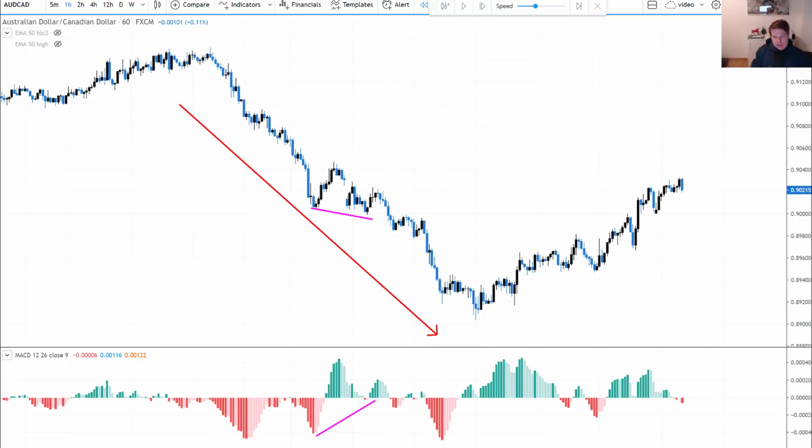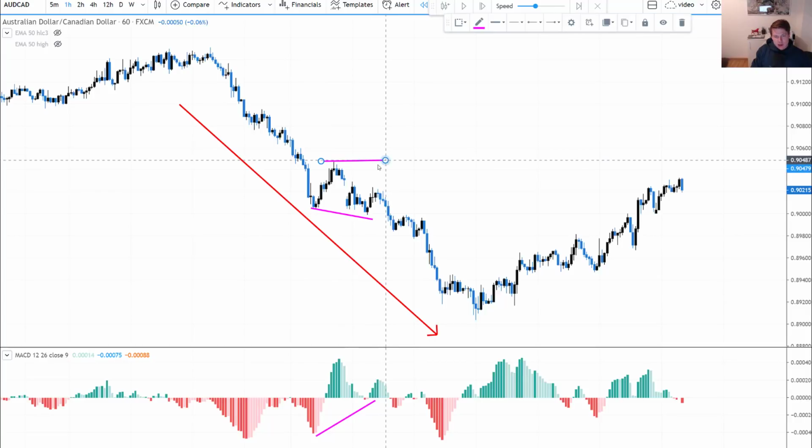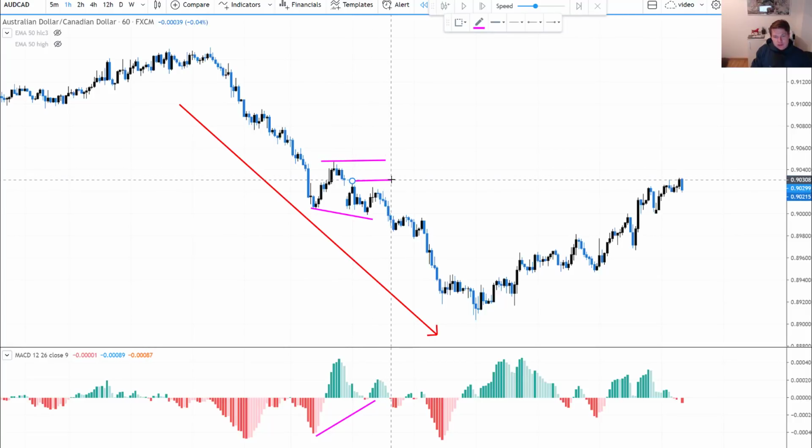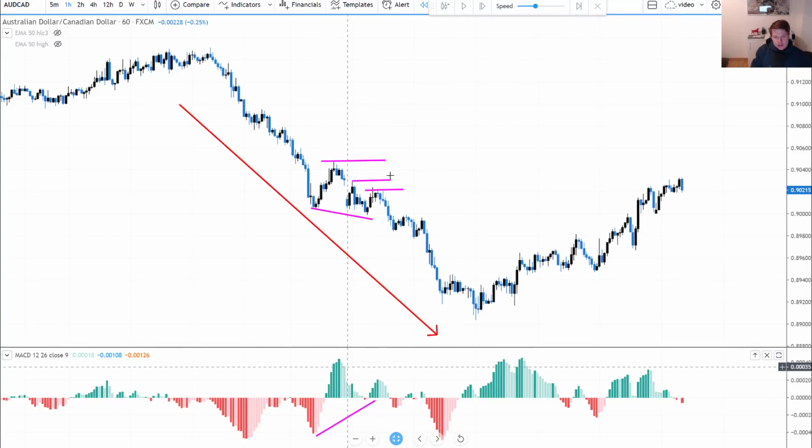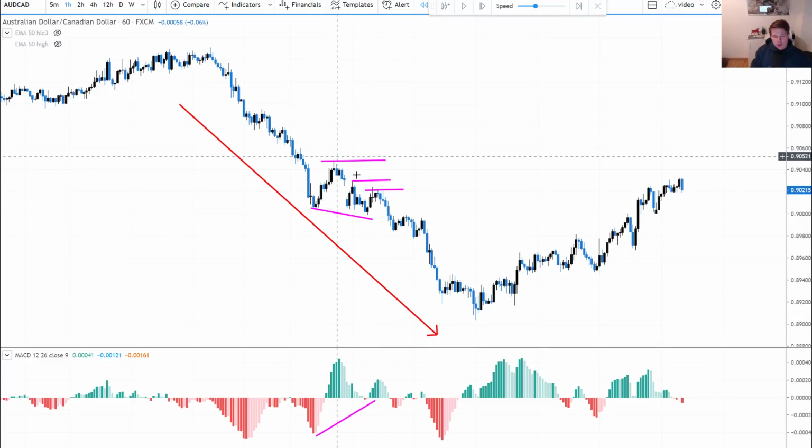However, when we look at the price action, we can see that the market still made lower highs. So the trend structure was never broken here during this trending phase. Even though you have a divergence on your indicator, the trend structure doesn't give you an entry signal. As long as the market keeps making lower highs, there is no trading opportunity.